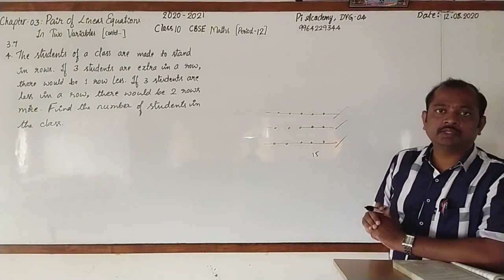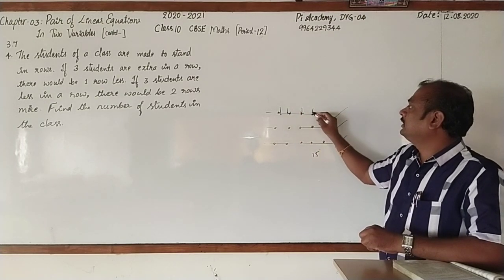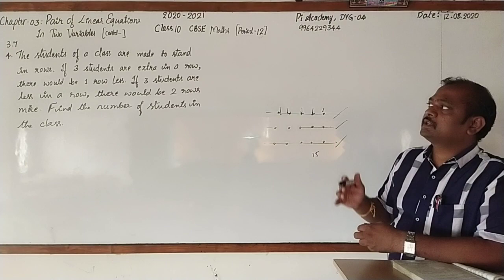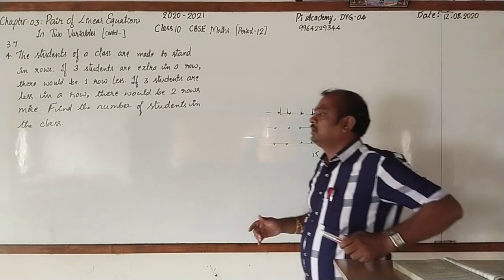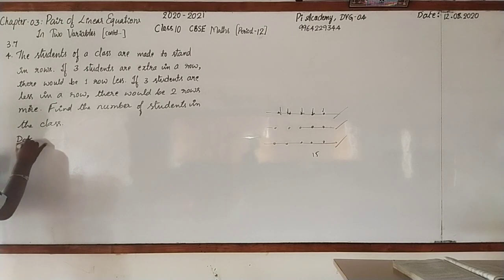Here also, to find out the number of students in a class, you must know how many rows are there, that is one thing. And second thing, how many students are there in each row? Both are unknown. So let us go for assuming that. Here, I'll write the data. Please write with me.